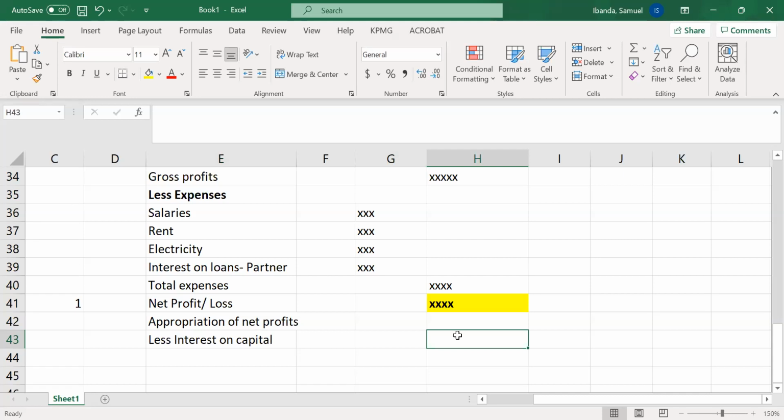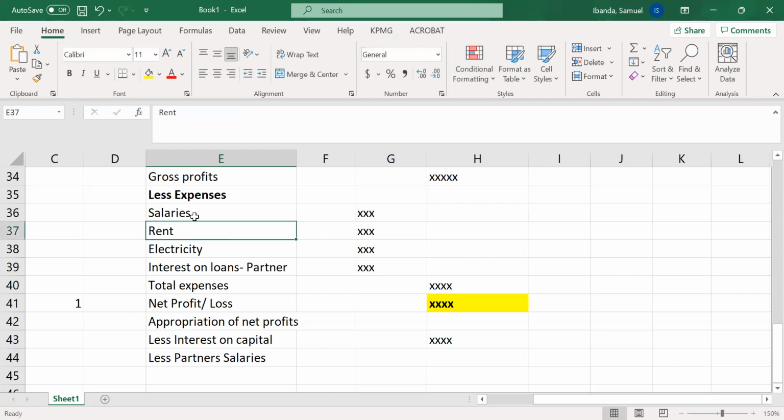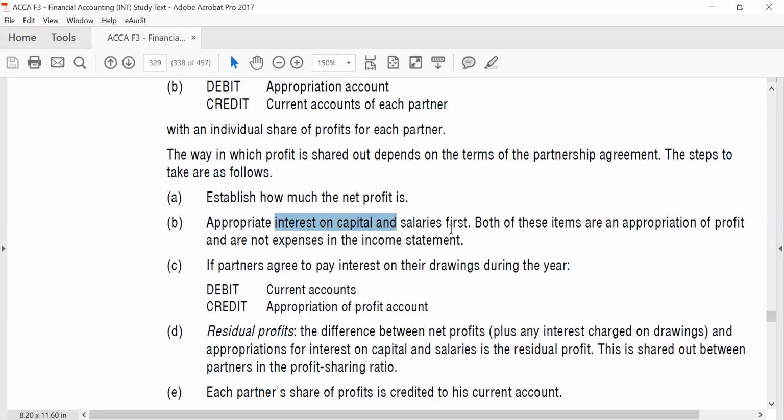So in case there's interest on capital, we'll have that value right there. And then the other one, we are listing as salaries to partners. Now, you need to understand that there are other salaries that relate to the rest of the employees. Those ones are under your expenses. It is only the partners' salaries that come under appropriation of net profit. So that is very important. That is the second step we have done, to appropriate our interest on capital and salary first.